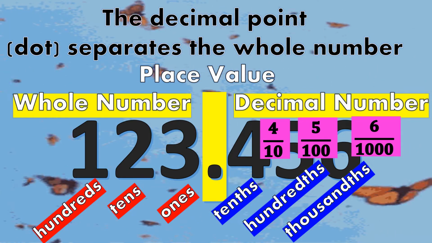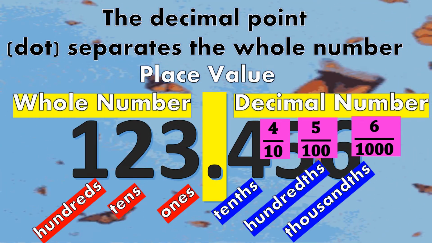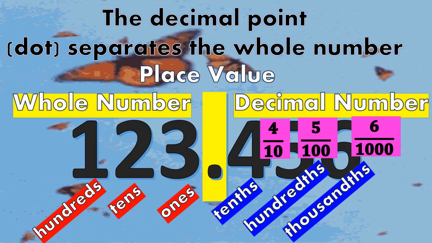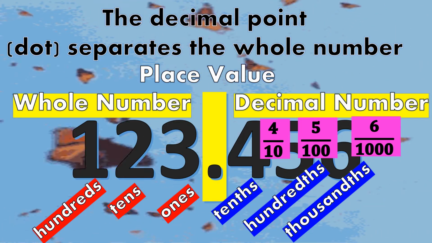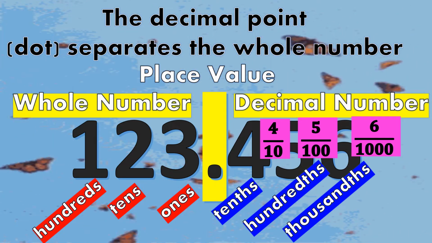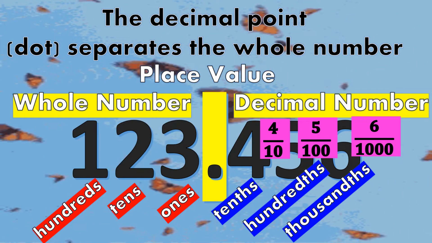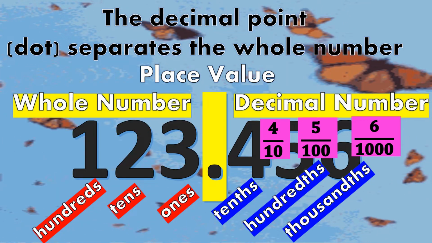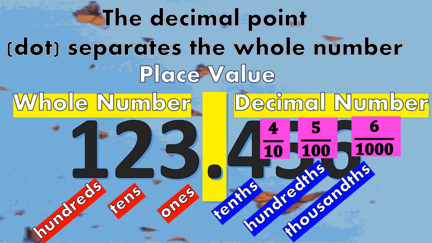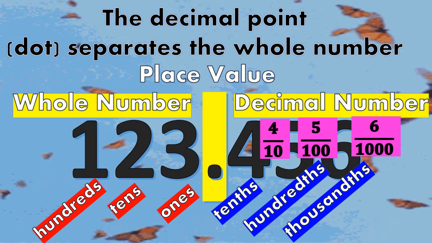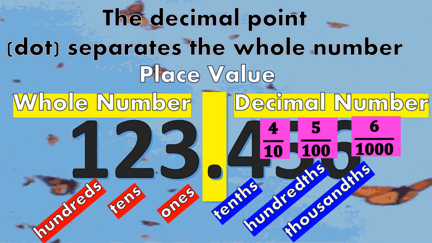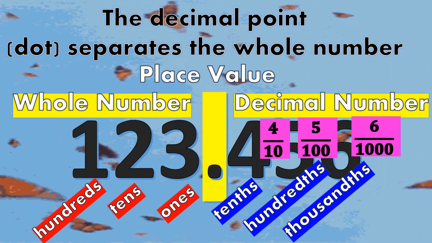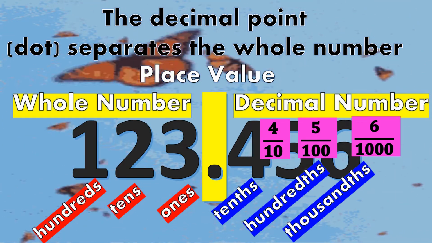So as you can see, the decimal numbers can represent a fraction also. In this representation, decimal point 4 is represented as 4 over 10, while 5 is 5 over 100, and then the thousandths is 6 over 1000.